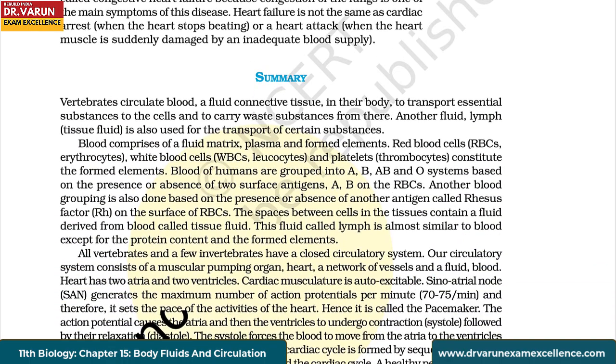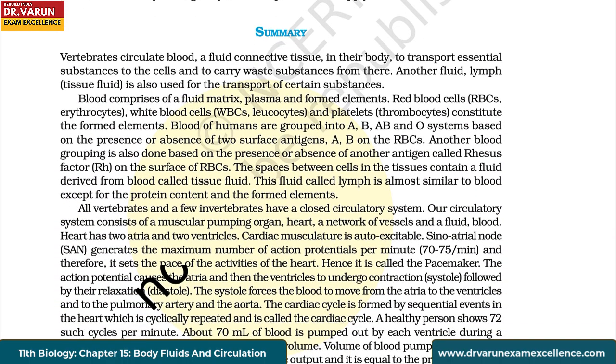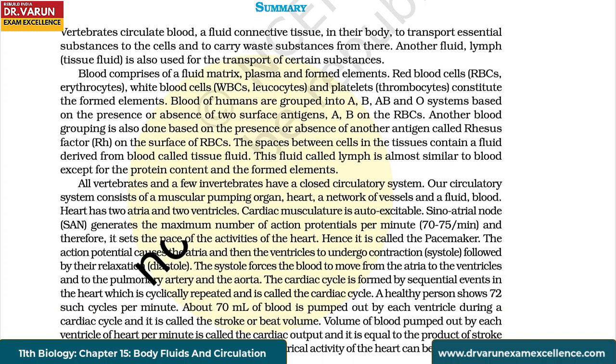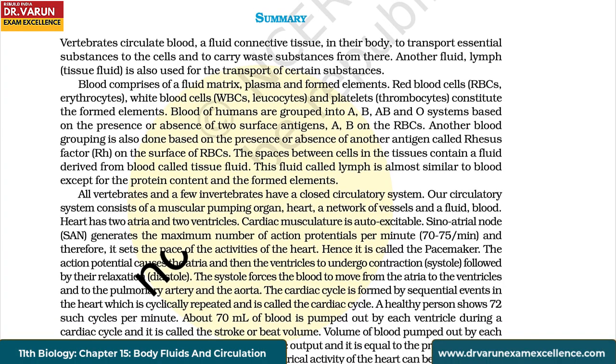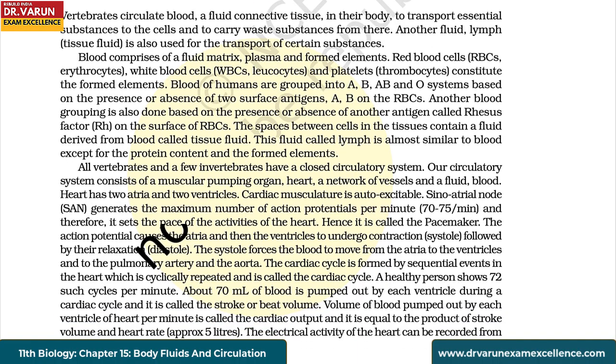Summary. Vertebrates circulate blood, a fluid connective tissue in their body, to transport essential substances to the cells and to carry waste substances from there. Another fluid, lymph or tissue fluid, is also used for the transport of certain substances. Blood comprises a fluid matrix, plasma, and formed elements. RBCs or red blood cells or erythrocytes, white blood cells, WBCs, leukocytes, and platelets, thrombocytes constitute the formed elements.